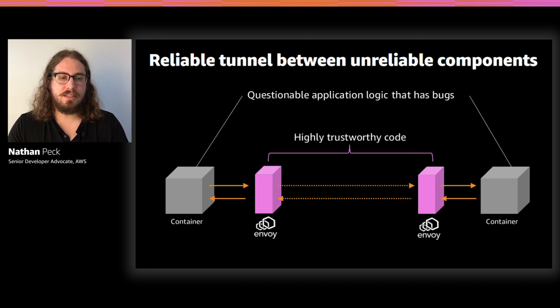So what ends up happening is on either side, we have this questionable application logic. It might have bugs, it might crash, it might be unable to respond for some reason. But then in between, we have the Envoy sidecars that are routing and directing that traffic. And so we're able to trust the pipe in between the applications, and we're able to observe each hop independently. So let me show you what that ends up looking like.